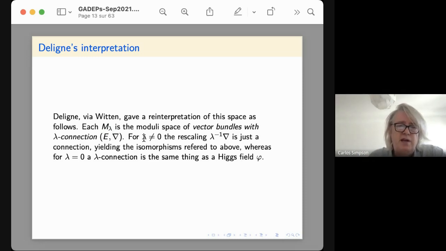And so if lambda is different from 0, you can just rescale this to get a connection. So if you have a lambda connection nabla, then if you take lambda inverse times nabla, that's a usual connection. Okay, and that gives us these isomorphisms between M lambda and M1. On the other hand, if lambda equals 0, you have a 0 in the Leibniz formula. That just means that the operator is just an algebraic, O-linear operator, and that's just the same thing as a Higgs field.